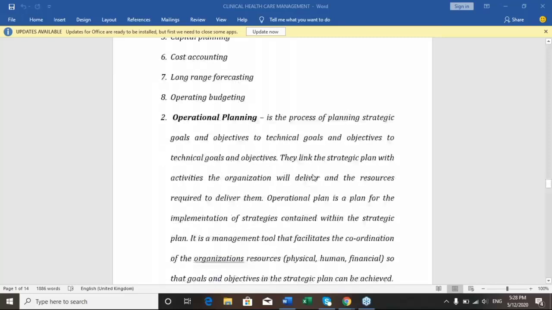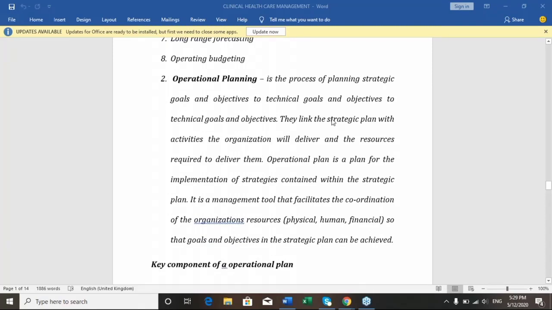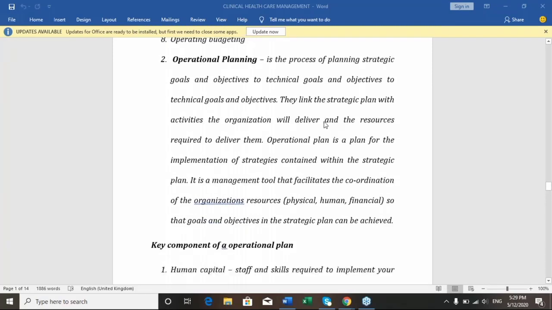So we can be able to distinguish between strategic planning and operational planning. Operational planning is the process of translating strategic goals and objectives to technical goals. They link the strategic plan with activities the organization will deliver and the resources required to deliver them. So from there, we can be able to distinguish between the strategic and operational plan.